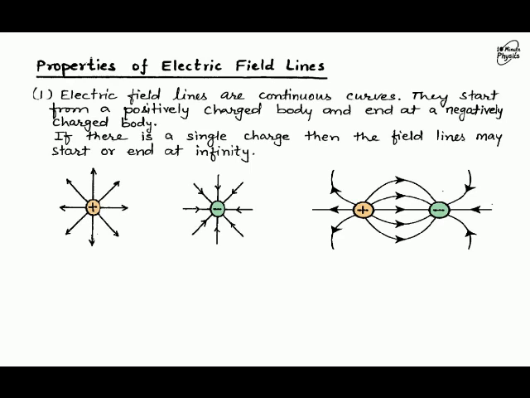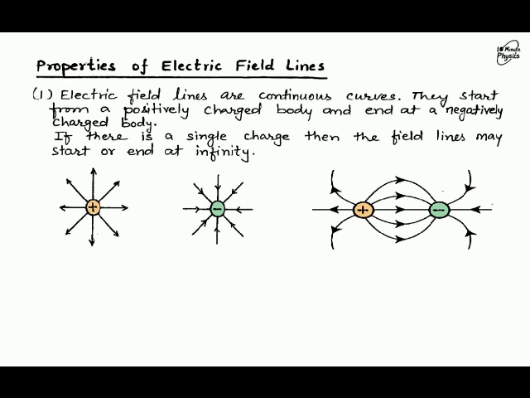They start from a positively charged body and end at a negatively charged body. You can see in the diagram here, there are two charges, one positive and one negative. For the positive charge, the direction of the arrow mark is away from the charge, whereas for the negative charge, the direction of the arrow mark is towards the charge. This means the electric field direction will be from positive to negative. It will move from the positive end to the negative end.